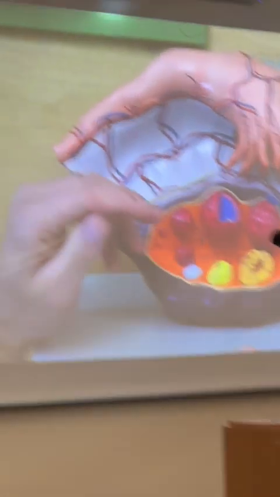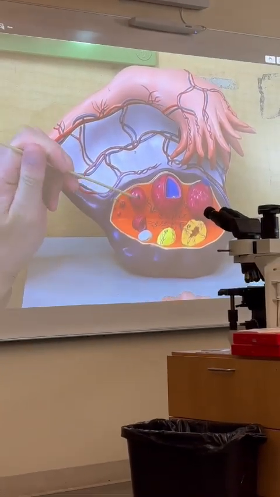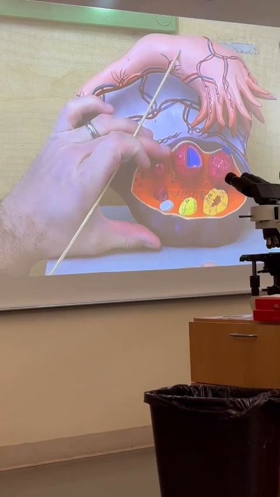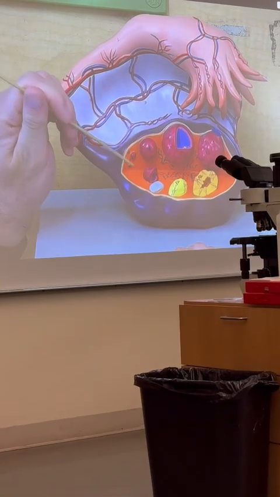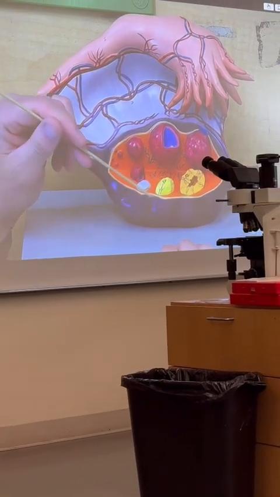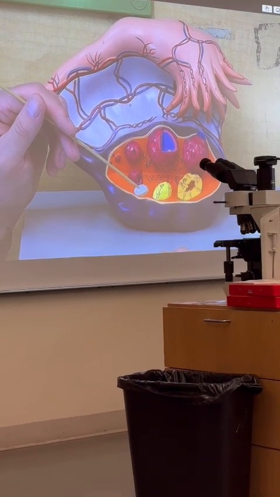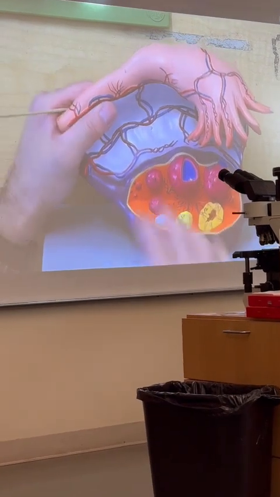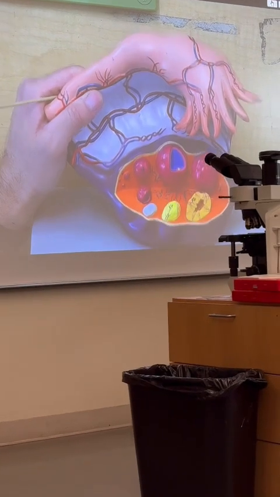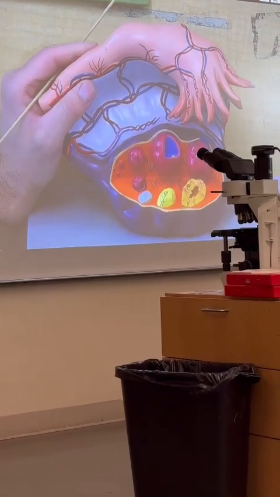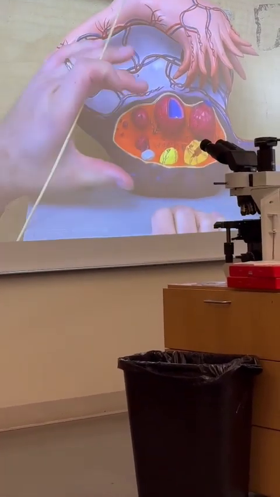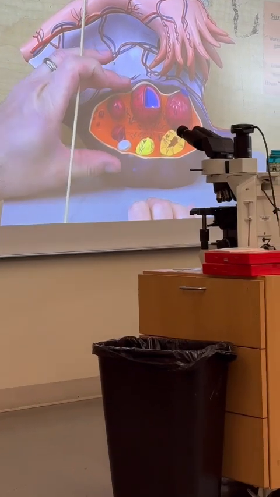The purpose of this model is to show the different stages of follicular development in the ovary. This is an ovary right here. We'll talk about the stages of follicular development later today, so we'll come back to this model specifically regarding the different follicles that you see in here. But we do have a little section of ovary right here.